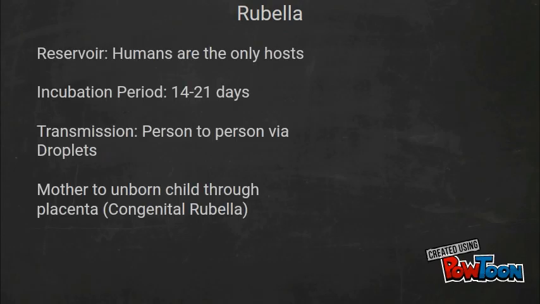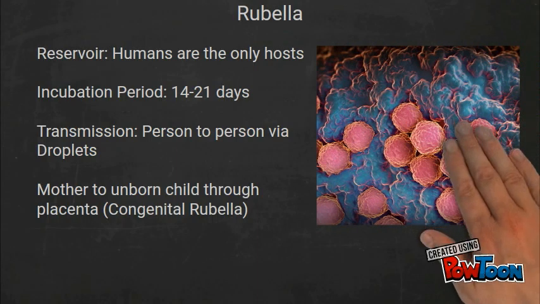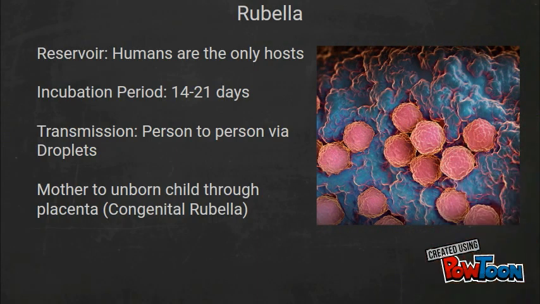Humans are the only host reservoirs for rubella. The incubation period is 14 to 21 days. Transmission occurs person to person via droplets, just like measles. Congenital rubella is transmitted from mother to unborn child through the placenta.